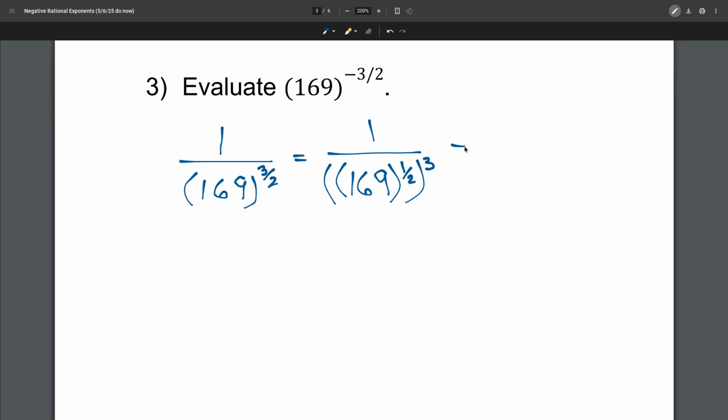Okay, so first we're going to take the square root of 169. That's going to be 13. Well, 13 cubed, so that's 13 times 13 times 13. And if I do that out on a calculator here, that's going to give me 2,197. So our solution here is going to be 1 over 2,197. All right, let's keep going.